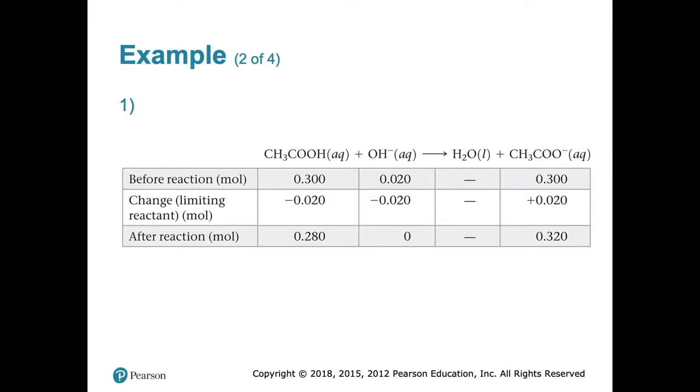So it's simple arithmetic now, okay? This minus this gives you that. This minus this gives you 0, this plus this gets you that. And so now after the reaction, you have 0.28 for the acetic acid, and you have 0.32 for the acetate ion.